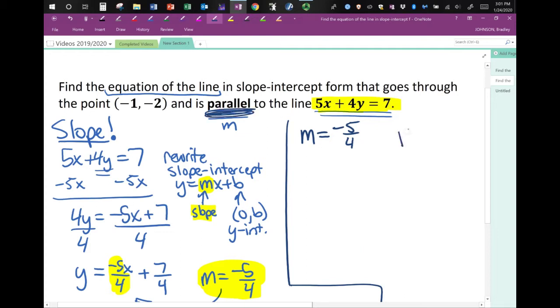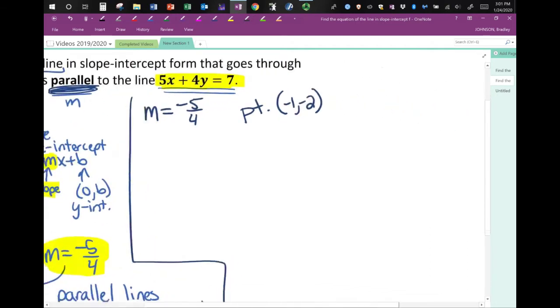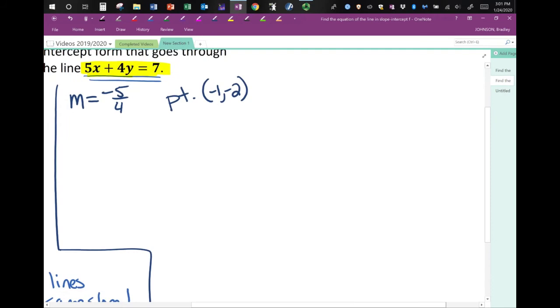Now we need to use this point. This is where it comes into play. Notice we did all that work and we haven't even touched the point (-1, -2). I'm going to slide over here. We're going to think just about this. So we have a slope and we have a point.